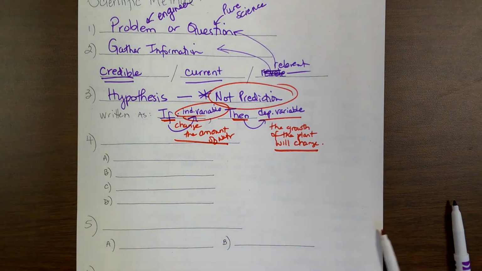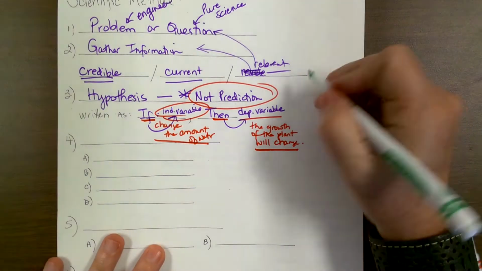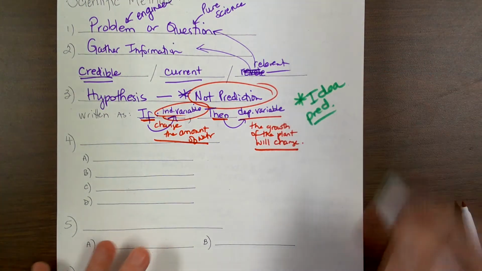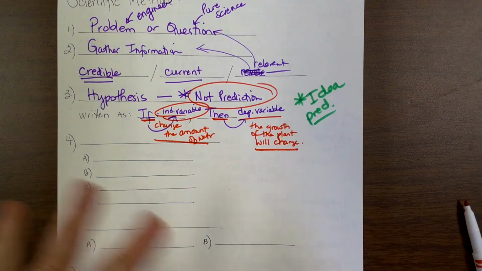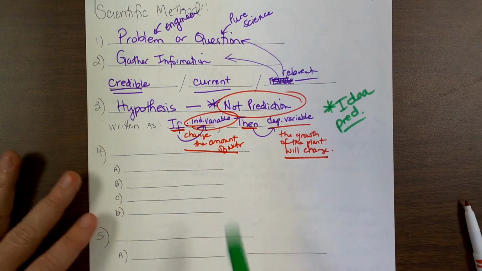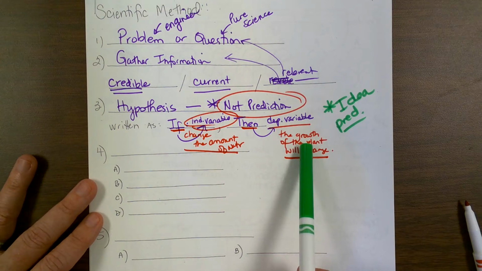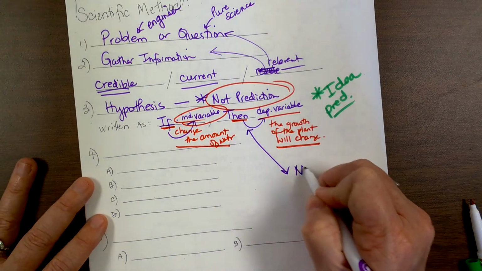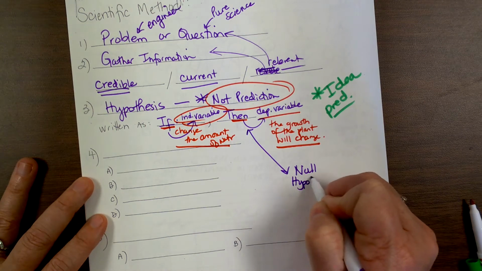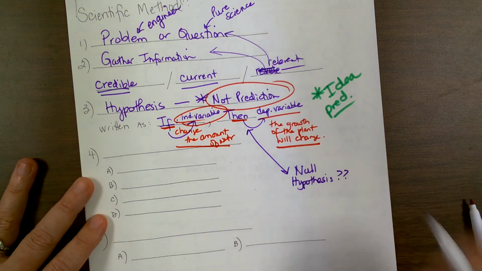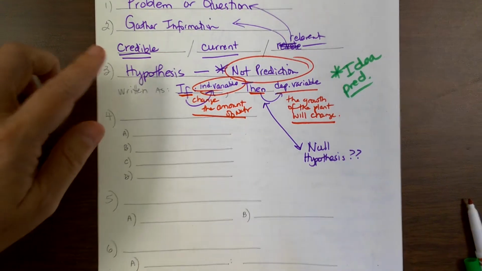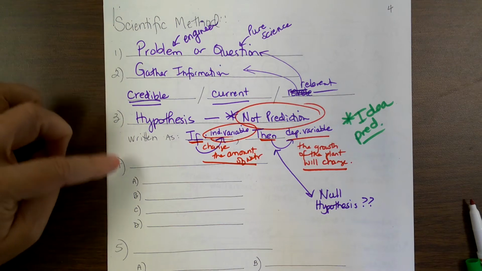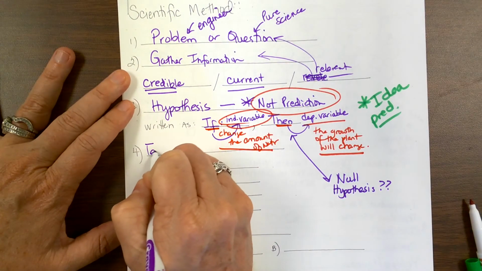Now, it's okay that later, before you even start, you have an idea of what you think will happen. So you have a prediction. Most scientists go into their experiment predicting what will occur, but you cannot write your hypothesis that way. And then we're going to come back in just a minute and we're going to talk about if that's the hypothesis, how do you write the null hypothesis? Okay? And we'll get to that in just a second. Okay? So problem, and then you gather information, and then you make your hypothesis, and then you're going to do number 4, which is test your hypothesis.